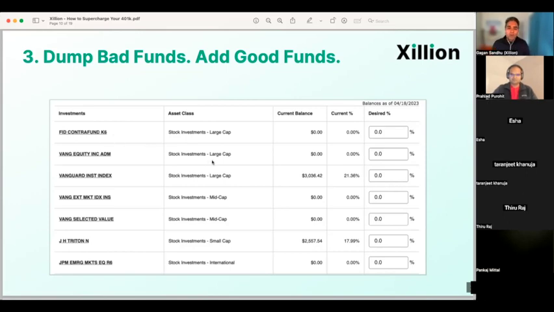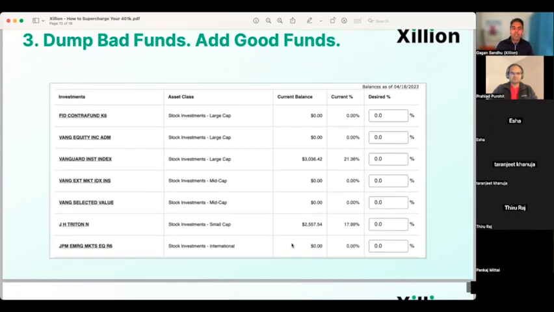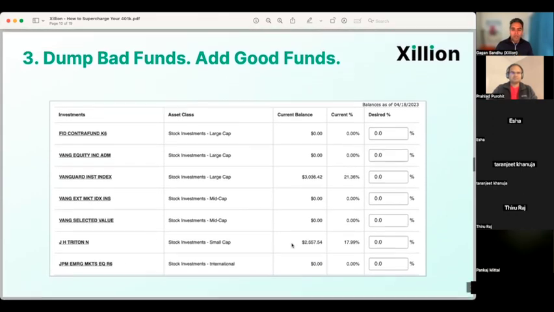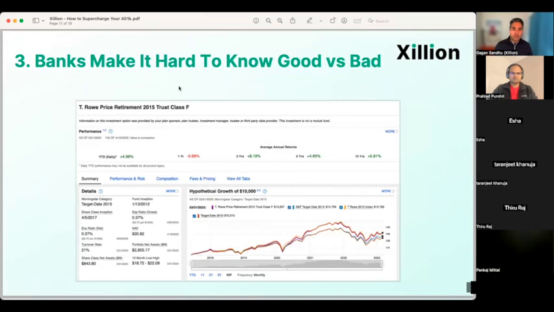And most people will not even know what stock investments, large cap, mid cap, international mean, right? And they do a deliberate job of confounding these issues, right? For instance, even if you click on one of those funds, they will tell you, oh, these are the numbers. They basically bombard you with numbers so that it'll be very hard for you to make a decision.